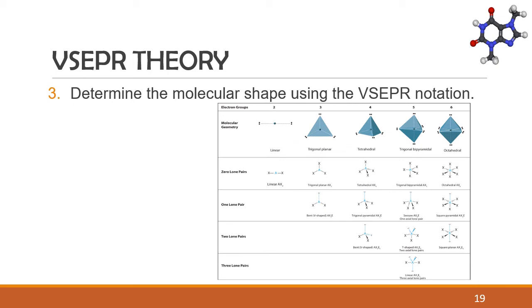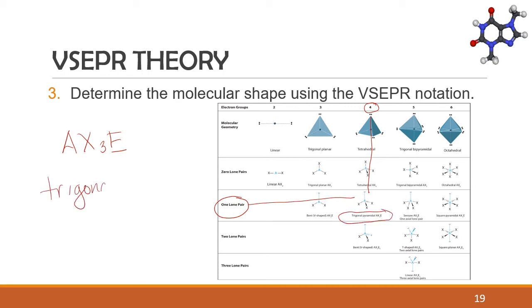Then we can determine the molecular shape using the VSEPR notation. So, AX3E corresponds to 4 electron groups and 1 lone pair. This gives the hydronium ion a trigonal pyramidal shape.